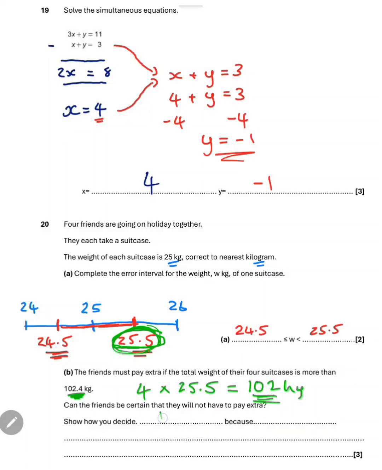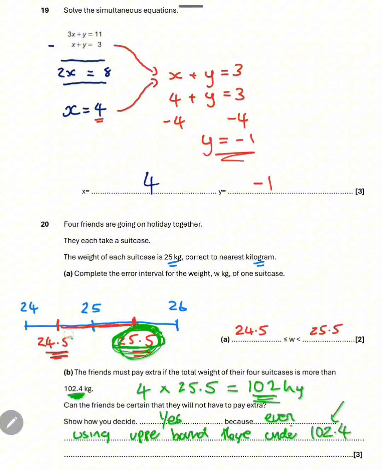So using the very biggest possible answer, the upper bound, still brings us under this 102.4. So they can be certain that they won't pay extra, and the reason is, even using the upper bound, the biggest possible value of their suitcase, they are still under 102.4. If you use this number, they'd be way under it.